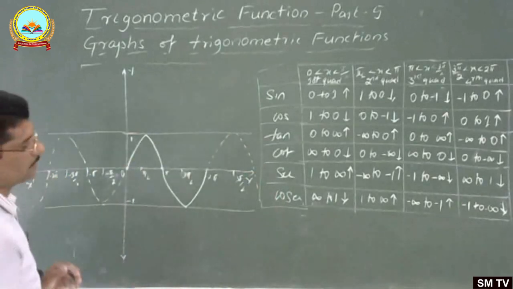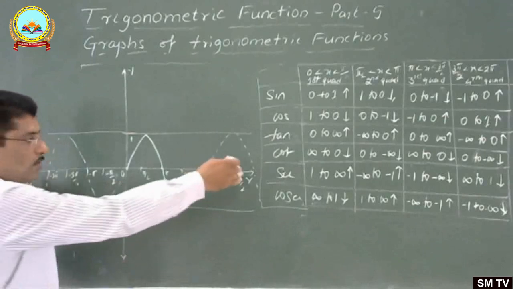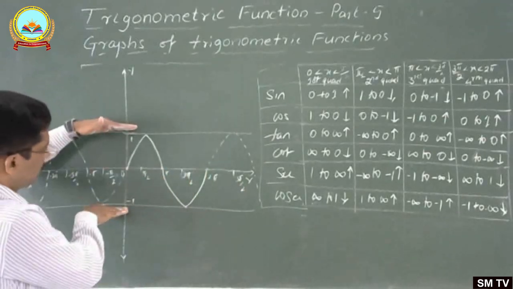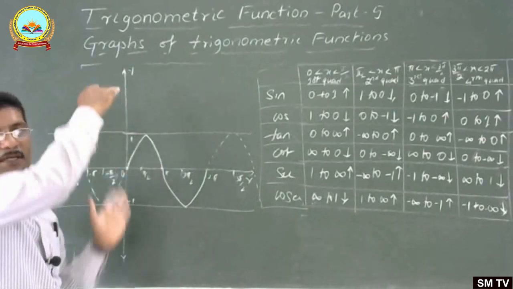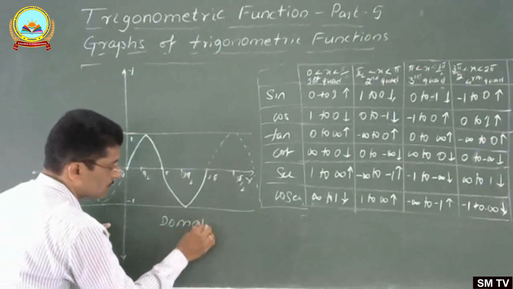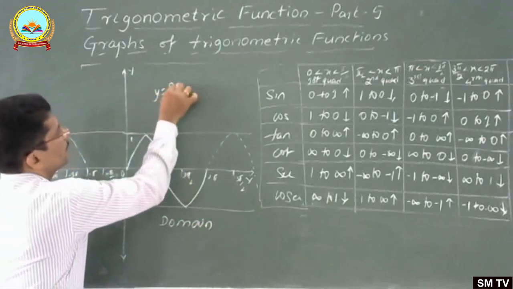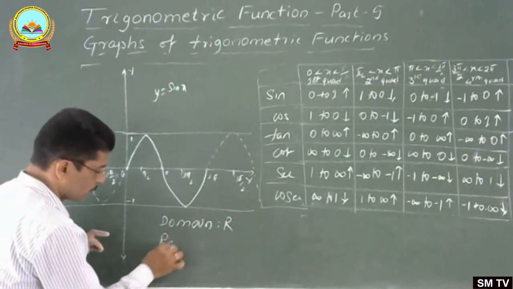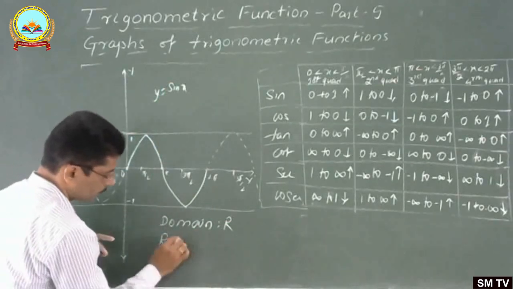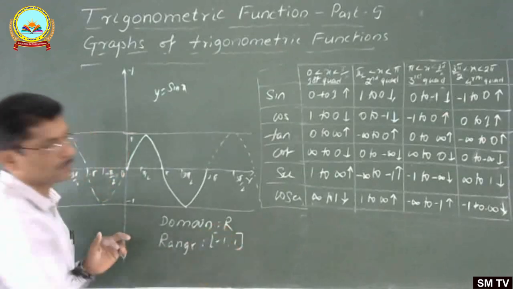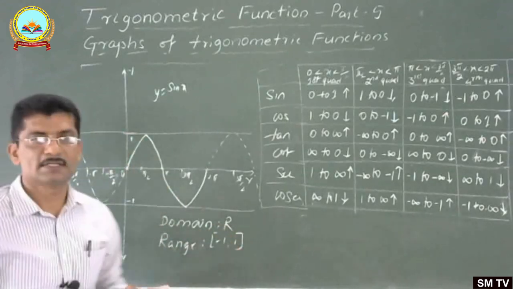The graph is like this. The graph is defined for all real values of x, but the values on the y-axis lie between minus 1 and plus 1. Therefore, the domain of the sine function, y equals sin x, is the set of all real numbers, and the range of the sine function is the closed interval from minus 1 to plus 1. This is the graph of the sine function.